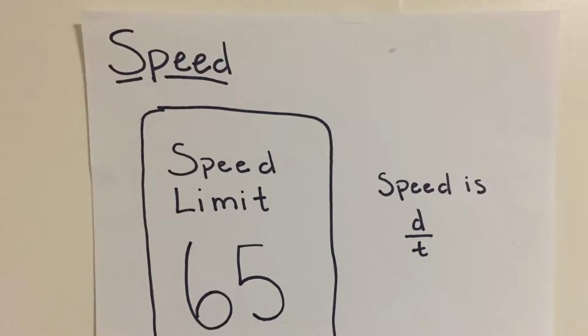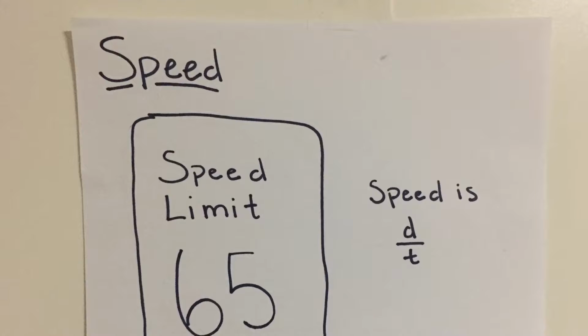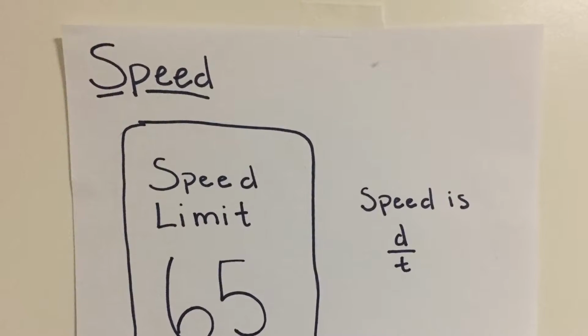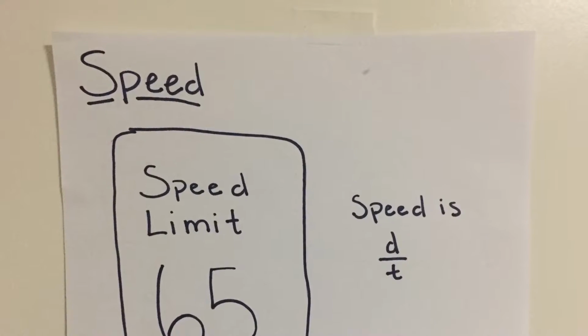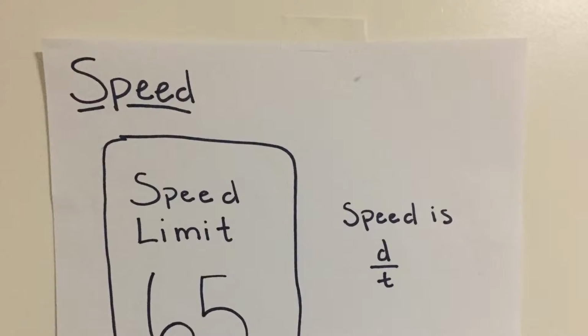The formula for speed is distance over time. The unit for speed is meters per second. It is considered a magnitude or scalar quantity. Speed is a measurement of how fast an object moves relative to a reference point.